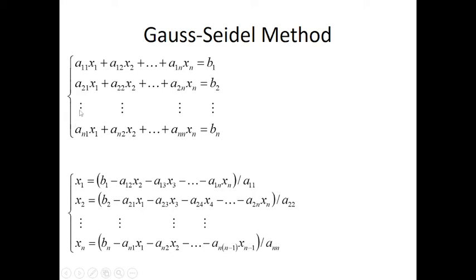Here we have a system of linear equations, and just like the Gauss-Jacobi method, we transform each equation. If we consider equation 1, we express x sub 1 in terms of the other unknowns. If we consider equation 2, we express x sub 2 in terms of other unknowns. Until the last equation, where we express x sub n in terms of the other unknowns. So this is similar to the Gauss-Jacobi method.